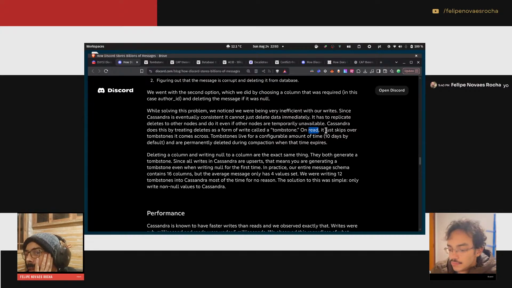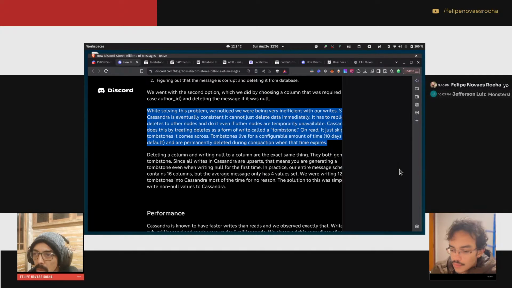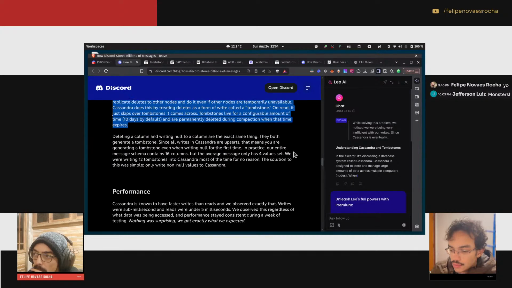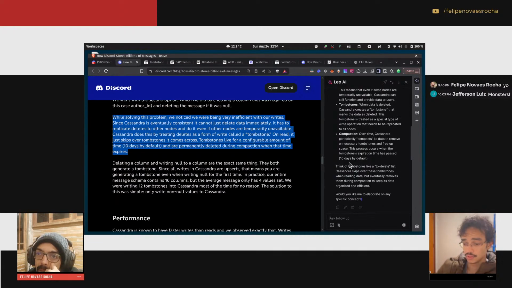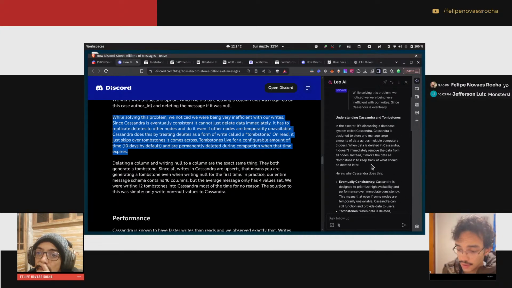So on read, it just skips over tombstones it comes across. So let's let the AI explain that one too. Tombstones live for a considerable amount of time and are permanently deleted during compaction.